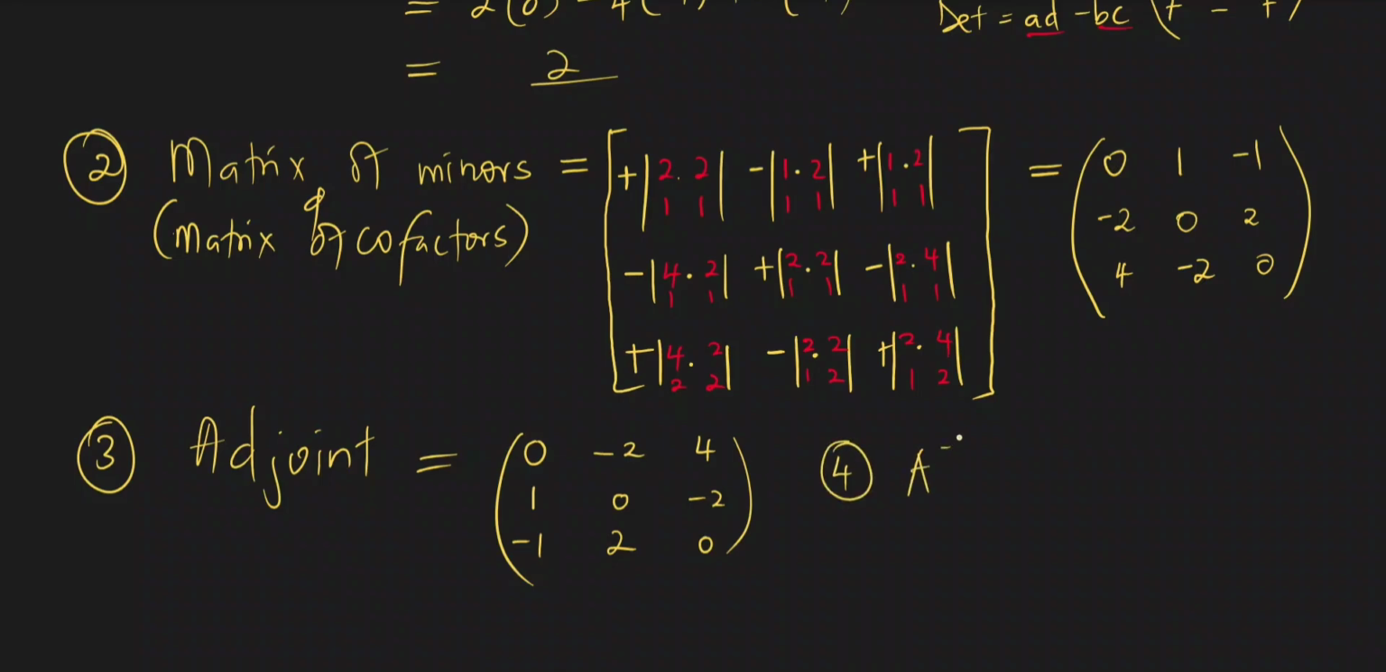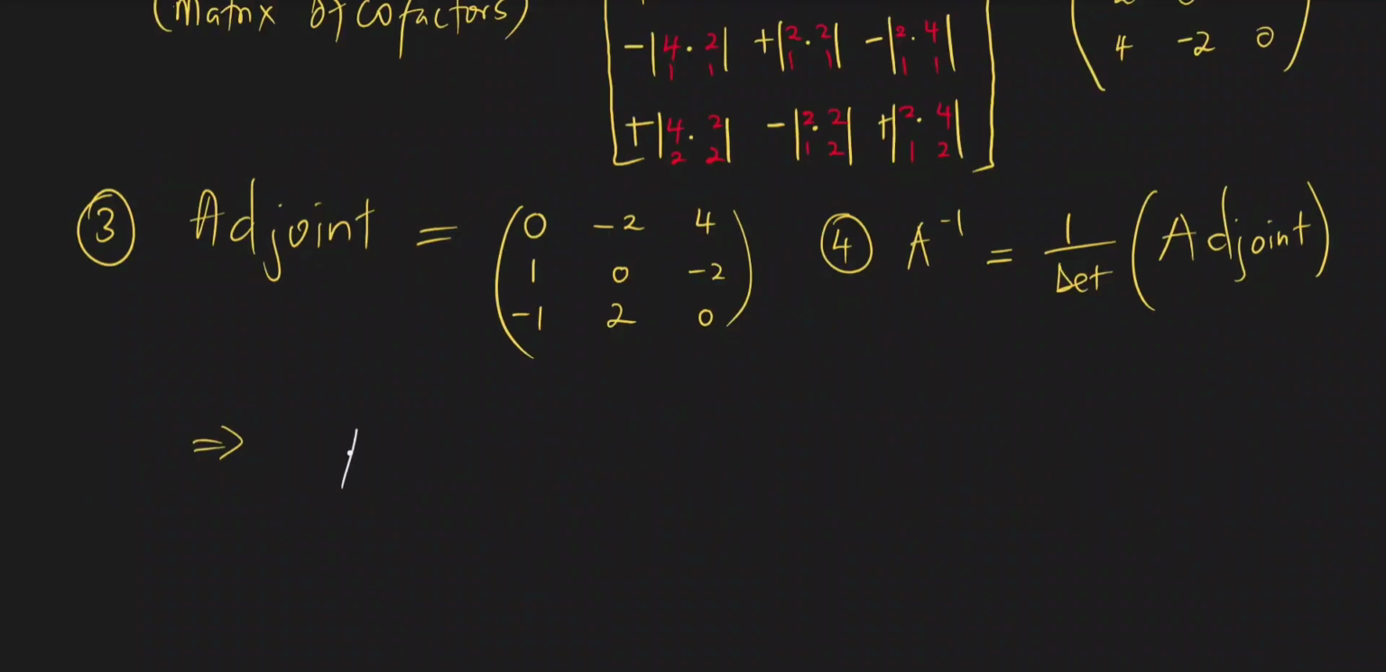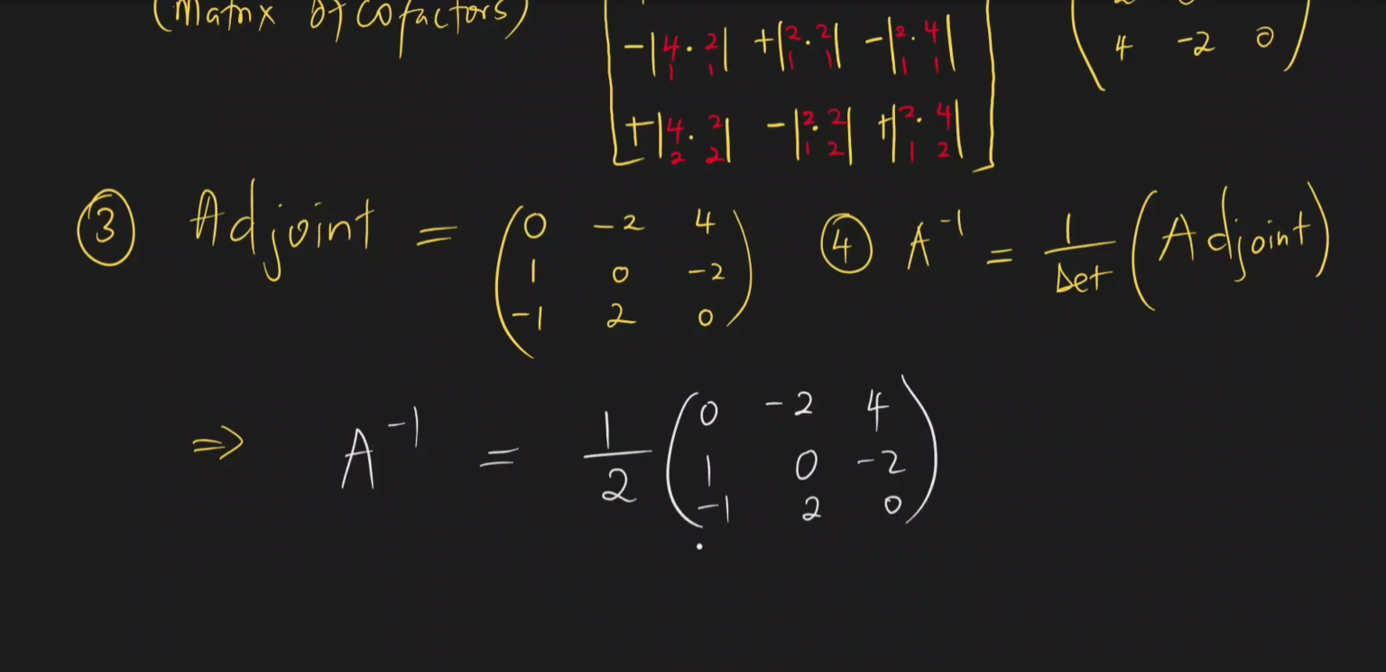Then lastly, step number 4, it's our inverse. So our inverse is equal to 1 over your determinant multiplied by the adjoint. Finally, the inverse of A will be equal to 1 over determinant, our determinant which is 2, then our adjoint: 0 minus 2, 4, 1, 0 minus 2, and minus 1, 2, 0. This is our inverse. Some may choose to distribute this half inside this bracket.